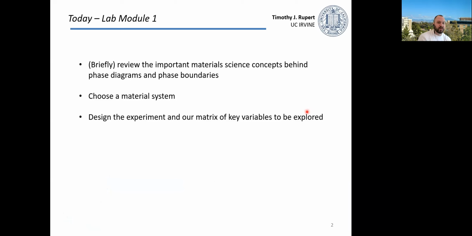So just as a brief overview or summary of what we're going to do today, we're going to very briefly review what are the important material science concepts behind phase diagrams and phase boundaries. We're going to look at our different options and choose a material system that will allow us to hit the key ideas, but also have a reasonable experiment. And then we're going to design that experiment, think about a matrix of key variables that we need to explore, and then think a little bit about what kind of data we're going to get out from that.